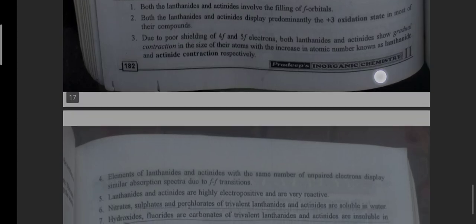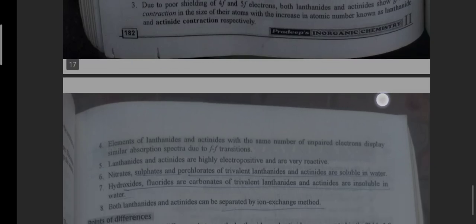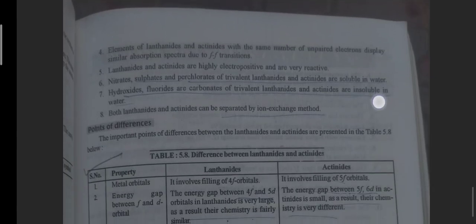Points of similarity: both the lanthanides and actinides involve the filling of f orbitals. Both display predominantly the +3 oxidation state in most of their compounds. Due to poor shielding of 4f and 5f electrons, both show gradual contraction in the size of their atoms with the increase in atomic number, known as lanthanide contraction and actinide contraction respectively. Elements of lanthanides and actinides with the same number of unpaired electrons display similar absorption spectra due to f-f transitions.